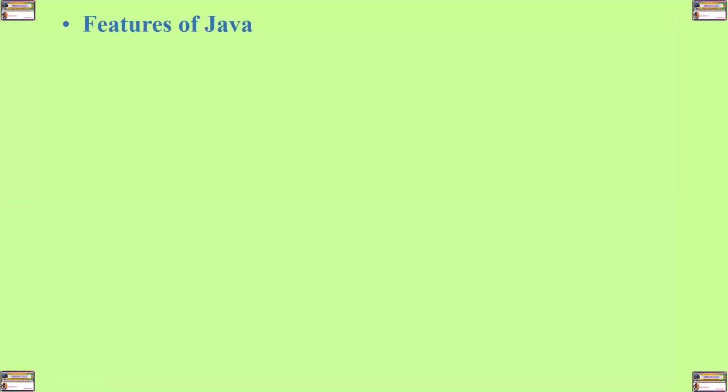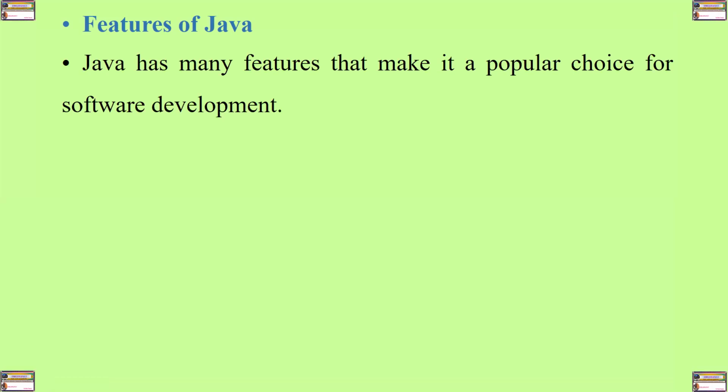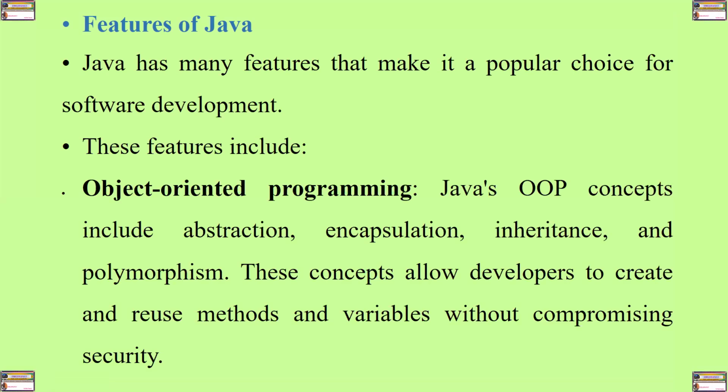So what are the features of Java? Java has many features that make it a popular choice for software development. These features include object-oriented programming, that is, Java's OOP concepts such as abstraction, encapsulation, inheritance, and polymorphism.